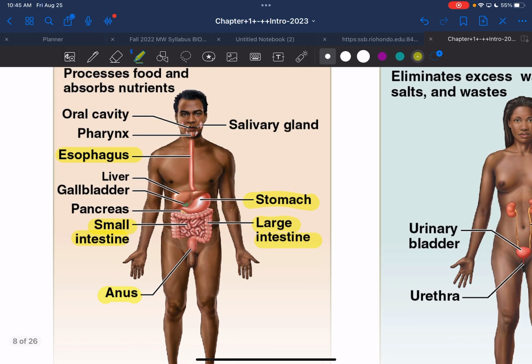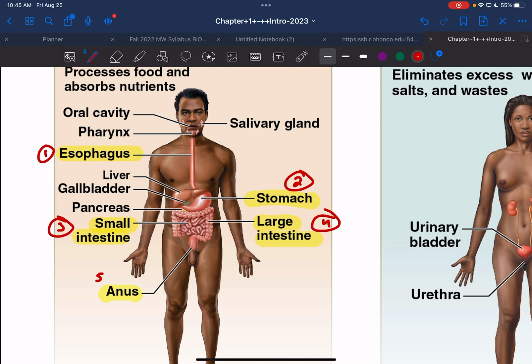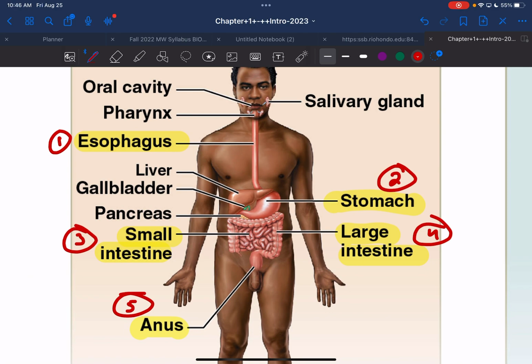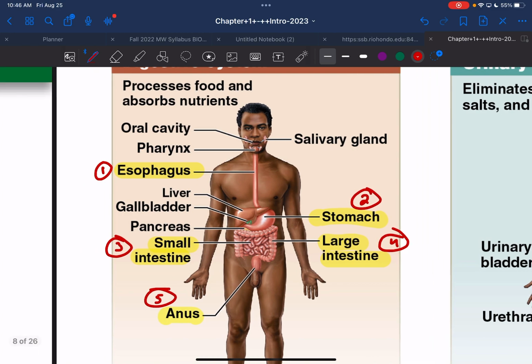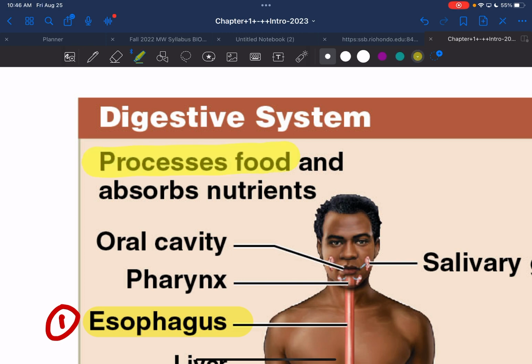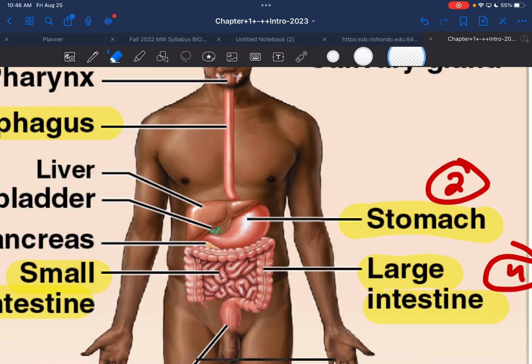Esophagus, I'm going to put a number on them too. 1, 2, 3, 4, 5. And I do want you to know these names and be able to identify them on this picture, just like the rest of them, but you don't need to know what each one does exactly. But I'm just trying to give you a head start for the rest of the semester. And so we know what it does, processes food, and also, more importantly, absorbs the nutrients. And it places those nutrients into what to circulate them?